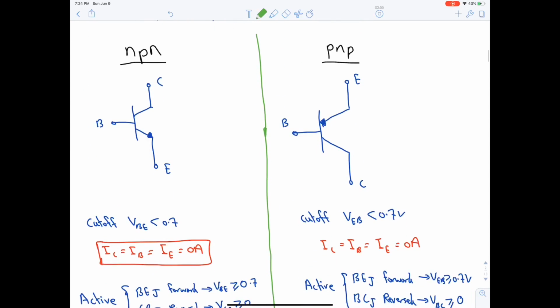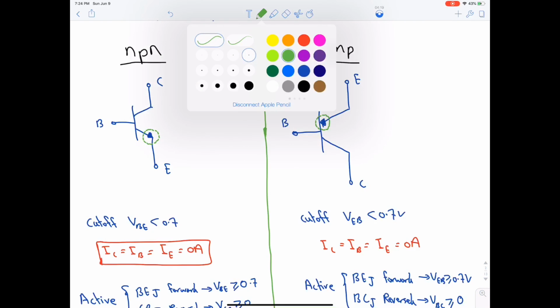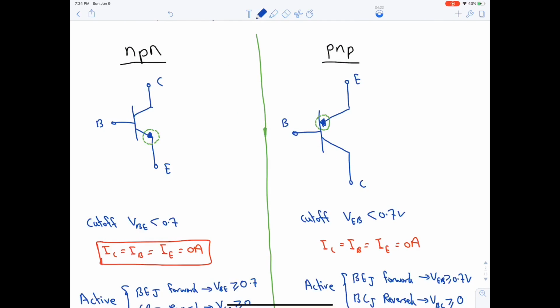Let's begin. We said that there are two types of transistors, NPN and PNP. NPN is drawn like this, and PNP is drawn like this. In order to differentiate between them, an NPN has an arrow going out of the transistor, whereas in PNP an arrow is going into the transistor. Here are the three terminals. Here you have the voltage at the base, here the voltage at the collector, VC, and here the voltage at the emitter.